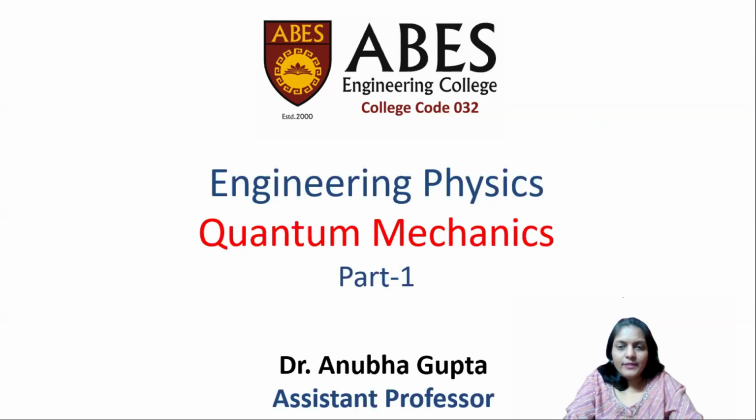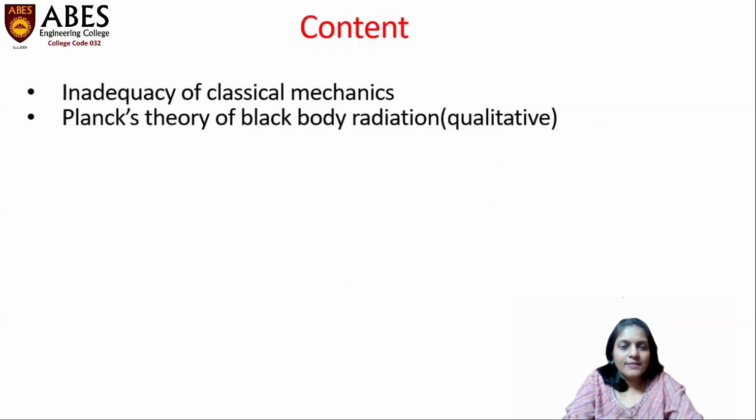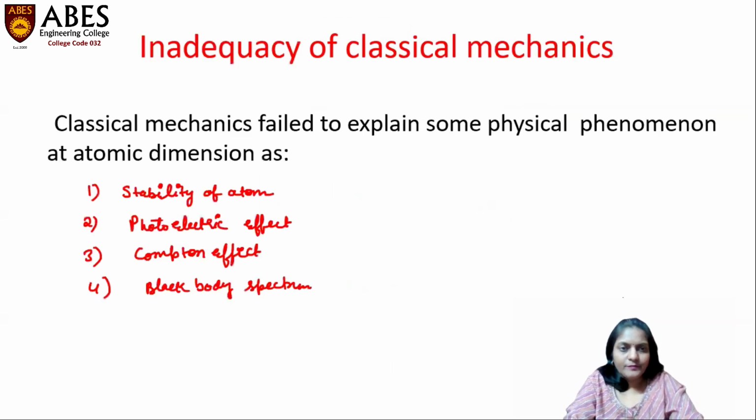Topics to be covered in this series: inadequacy of classical mechanics and Planck theory of black body radiation qualitatively. As we know, in the beginning of the 19th century, quantum mechanics arose to explain some physical phenomena which were not explained successfully by classical mechanics. The phenomena which were not explained by classical mechanics were stability of atom, photoelectric effect, Compton effect, and black body spectrum. Of these phenomena, I will explain black body spectrum in detail.